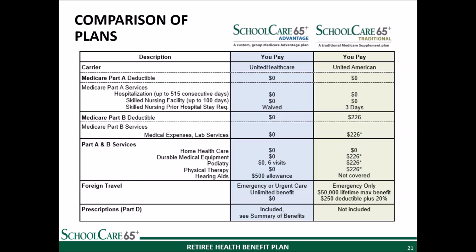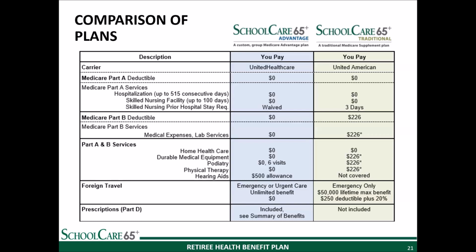Let's recap the SchoolCare 65 Plus plan options by reviewing the two plans. The first column provides a description. Please note the differences in the amount you can expect to pay in the two columns on the right. The SchoolCare 65 Plus Advantage Plan through United Healthcare is highlighted in blue. This plan option is the most comprehensive and provides enhancements such as no requirement for a prior hospital stay before skilled nursing care, podiatry, hearing aids, unlimited foreign travel benefit, and prescription coverage.